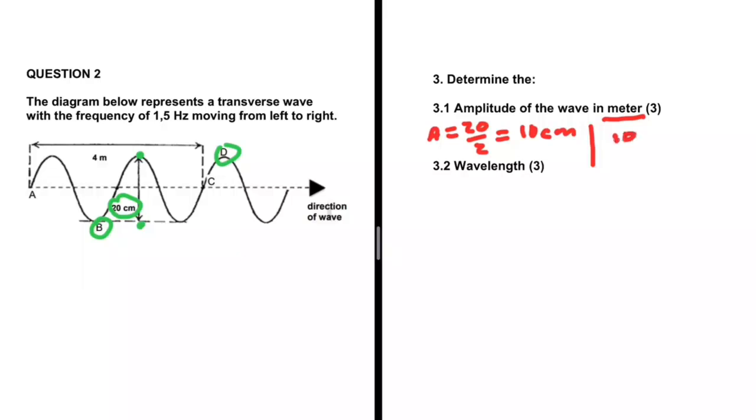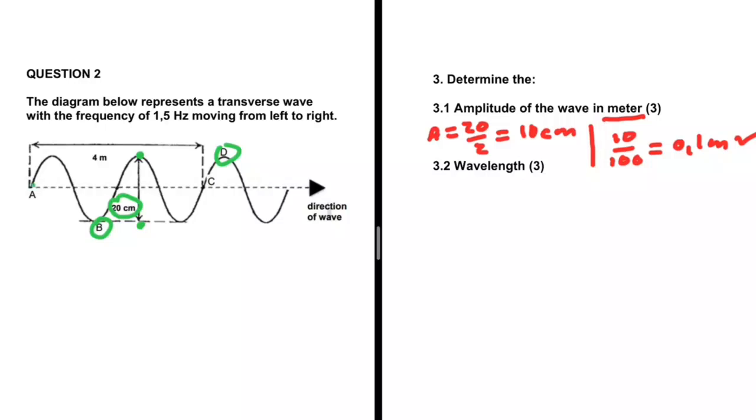So we're going to have 10 divided by 100, which is equal to 0.1 meters. So there we go. We have the amplitude of the wave in meters. 3.2, we need the wavelength. Take a look at this.